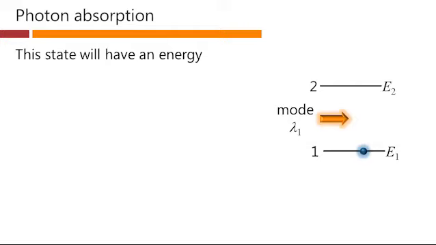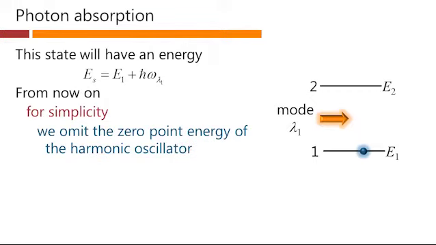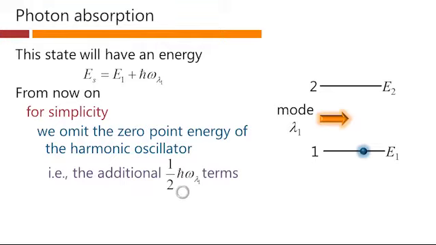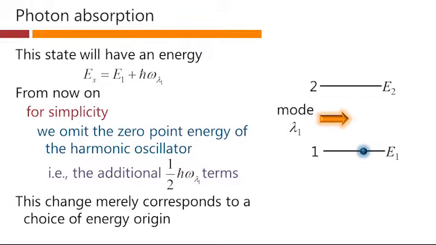Now, this state is going to have an energy that is the sum of this electron energy here and the energy associated with one photon in that mode. And we know what that is: that's h bar omega lambda 1. From now on, for simplicity, we're going to omit the zero-point energy of the harmonic oscillator, the additional 1/2 h bar omega lambda 1 terms. We've already been omitting that in some of our discussions here. That merely corresponds to a choice of the energy origin, and it doesn't make any difference to the analysis we're going to do here.